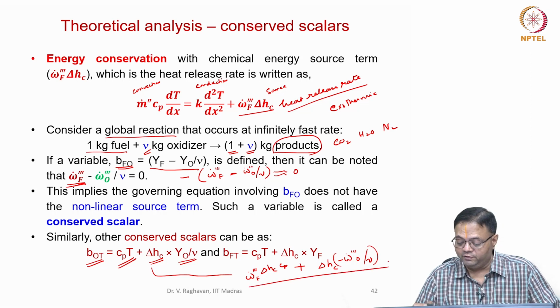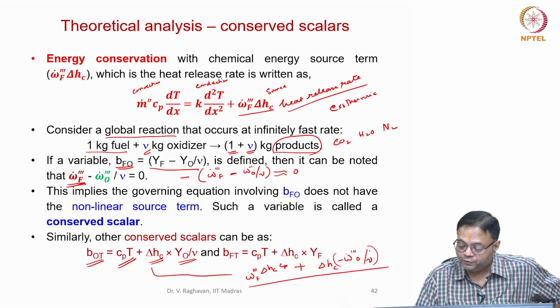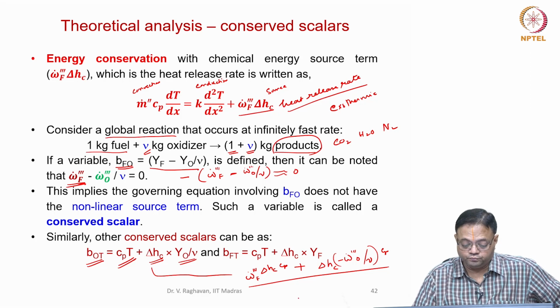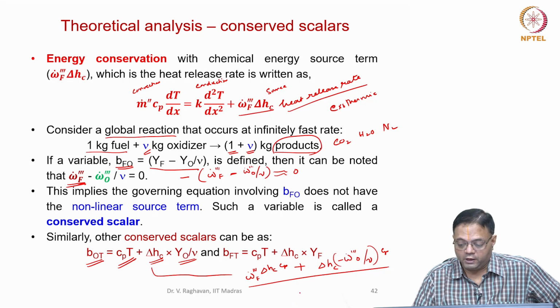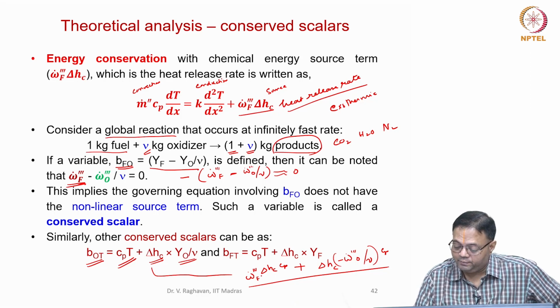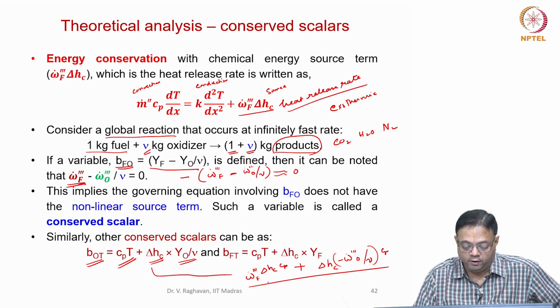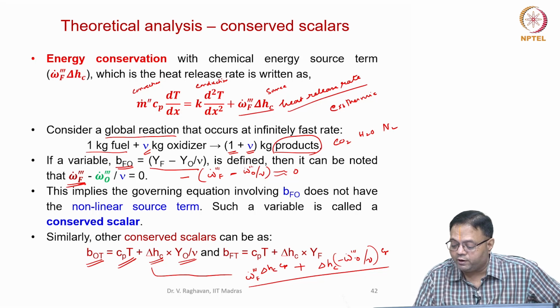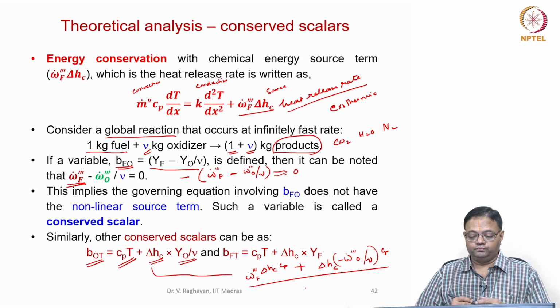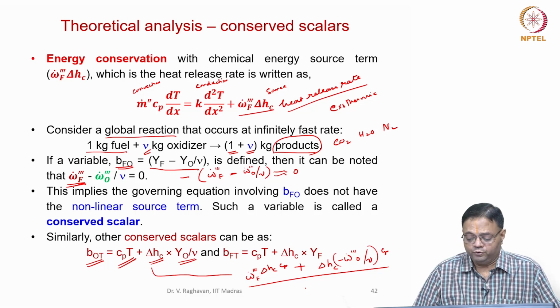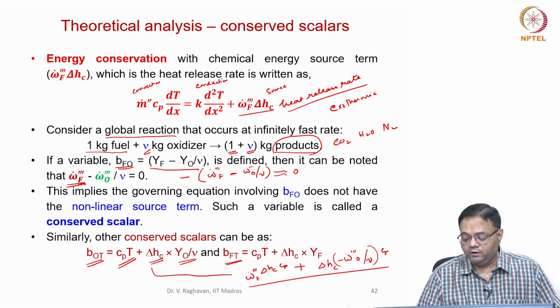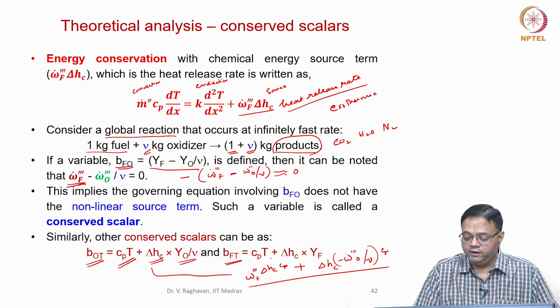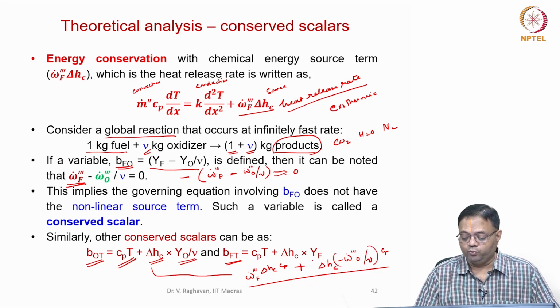So, this term is 0, because you can see that here also C_p will come. You can see that this term basically will be 0 because of the fact that omega dot triple dash F is equal to minus omega dot triple dash O by nu. So, this will be 0. So, similarly B_FT, where I am adding C_P T plus delta H_C by Y_F into Y_F.